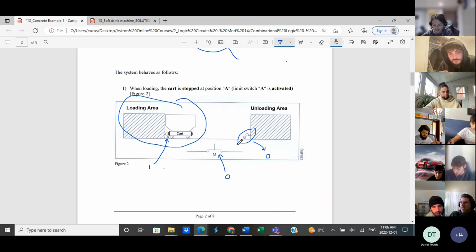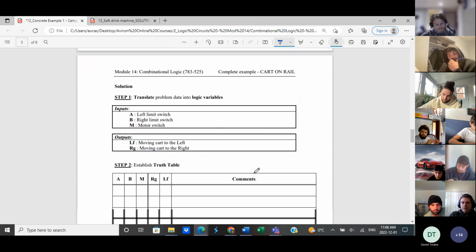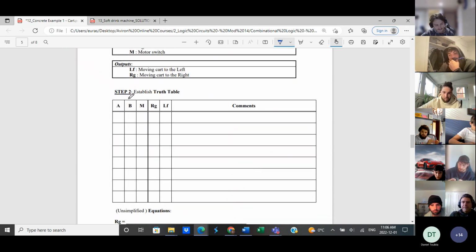So that combination there, I have to go into my truth table and I have to put either a 0 or a 1 depending on the scenario. But here it says, in this position, the cart is stopped, right? Because you're loading. You don't want the cart to be moving when it's being loaded. Okay, so let's start by first of all filling in the truth table here. So since we have 3 inputs, how many combinations are we going to have? 8, 0 through to 7.